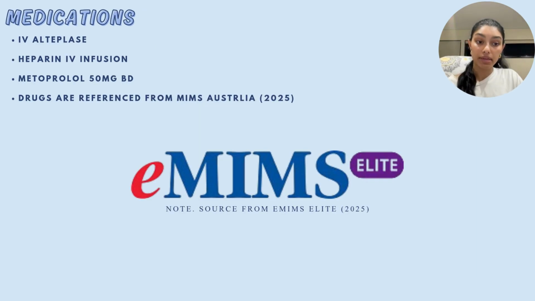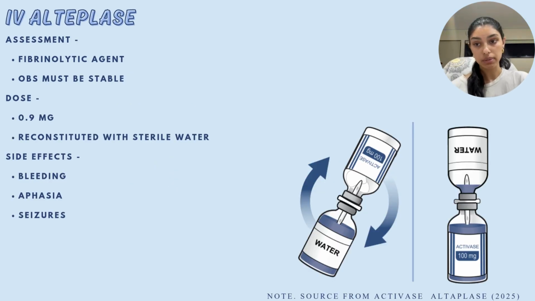As for Teresita's medications, she has been ordered IV alteplase, heparin IV infusion, and metoprolol 50 mg. Information regarding assessment, administration, and side effects of these drugs is sourced from the MIMS Australia 2025. IV alteplase is a thrombolytic agent. This agent is responsible for dissolving active blood clots which form as a result of an ischemic stroke.